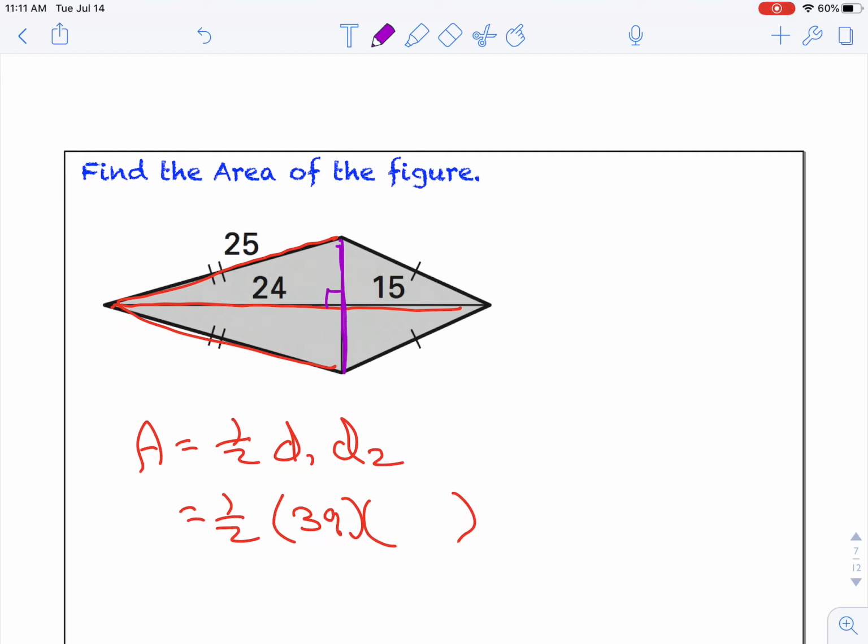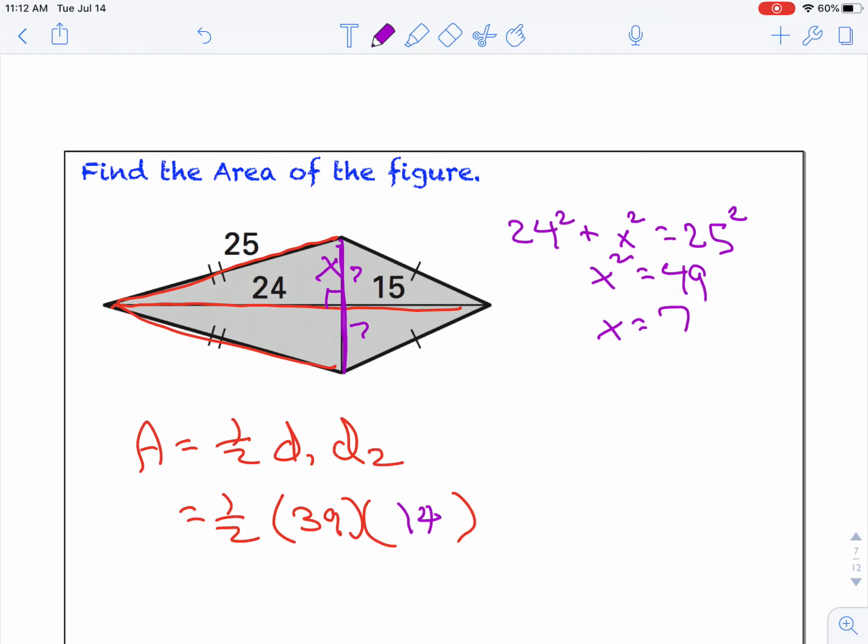And remember, in a kite the diagonals are not only bisected as in every parallelogram, but the diagonals are also perpendicular. So you have to remember all of your properties of quadrilaterals as you go through finding the areas. So I can find this piece right here, I'll call it x, using the Pythagorean theorem. So 24 squared plus x squared equals 25 squared. Now when I take 25 squared and subtract 24 squared, that gives me 49.